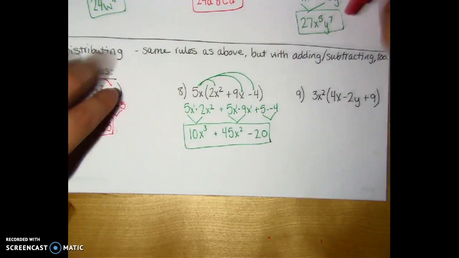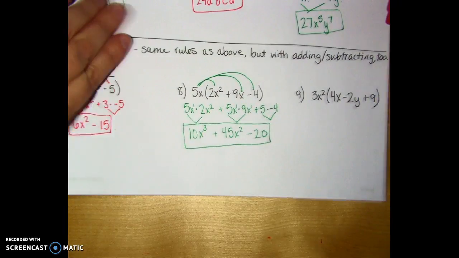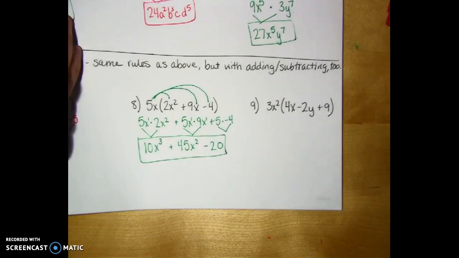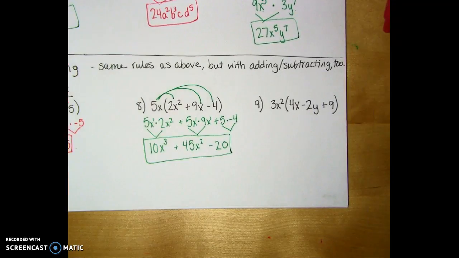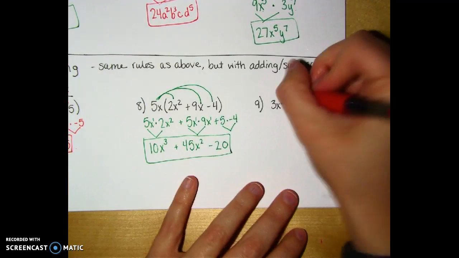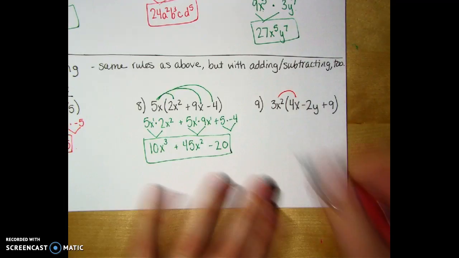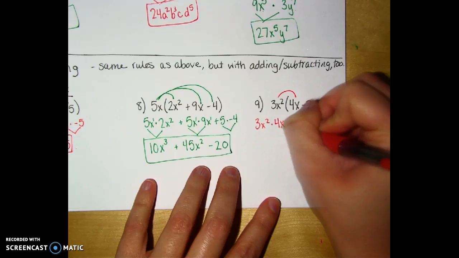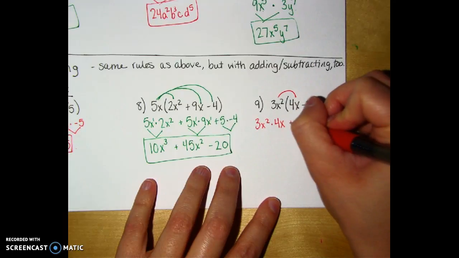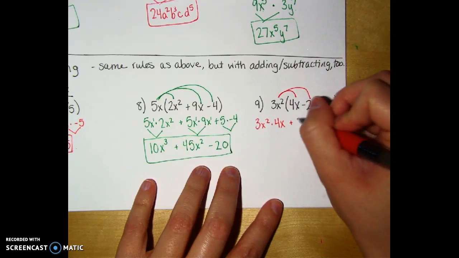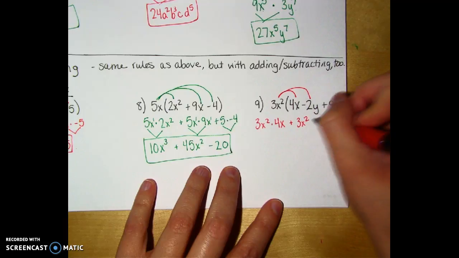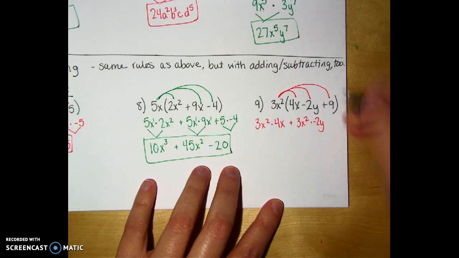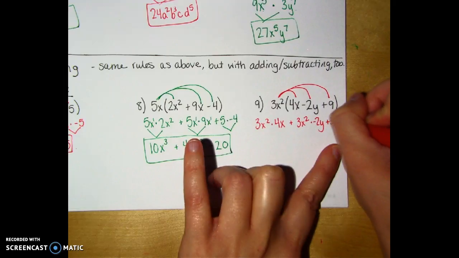Okay, let's look at number 9. This is the last one that I'm doing with you. The next 3 you will do on your own and then check your answer. Okay, so first I'm going to do 3x squared times 4x. And then 3x squared times negative 2y. And 3x squared times 9.